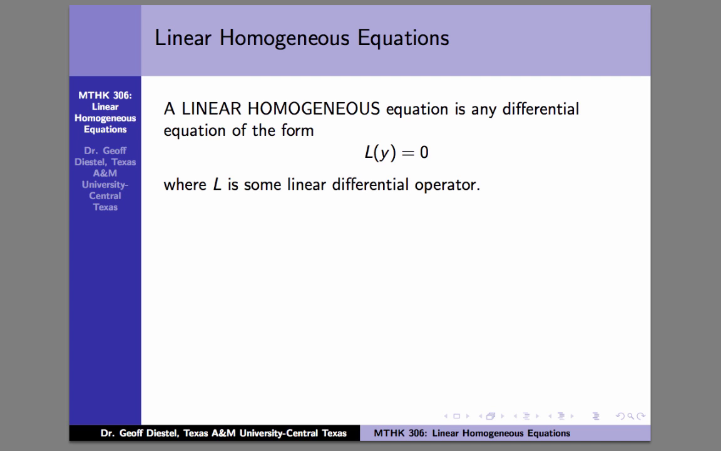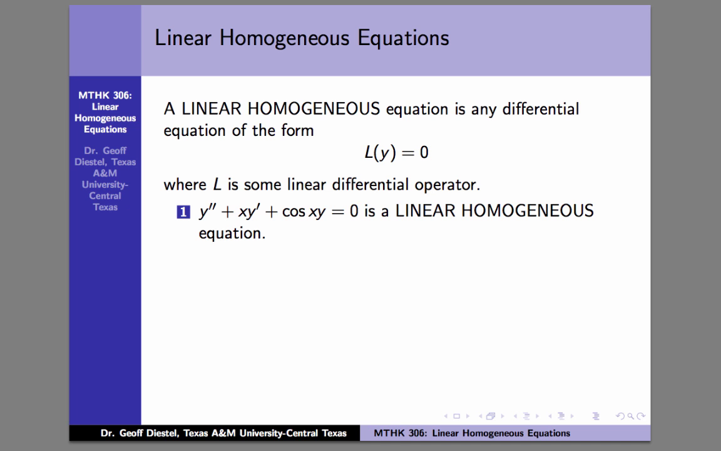So again, a linear homogeneous equation is any differential equation of this form where the right-hand side is just 0, the 0 function in this case. So we're just saying L of y is some function that y is transformed into. It has a particular form because we're considering L as a linear differential operator. And we're going to say that it has to equal the 0 function. So we want to solve this.